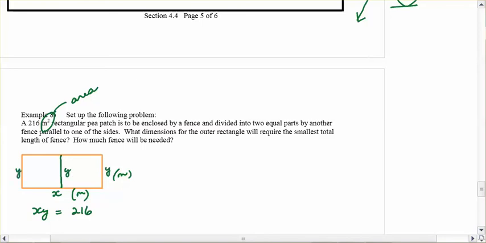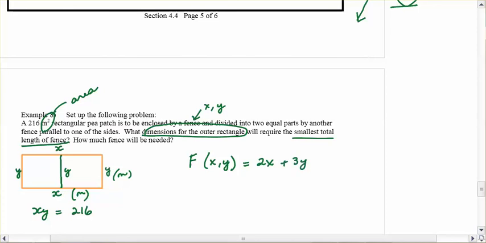So I have three fences of length y, two fences of length x. I want to know what dimensions for the outer rectangle. So I want x and y so that I have the smallest total length of fence. So I need to write down an expression for the total length of fence. So my fencing length in terms of x and y. Ooh, I have 2 x's plus 3 y's. Next step, as we've been doing before, is to use only one variable. Let's go with x. That's 2x plus 3, and y is 216 divided by x.